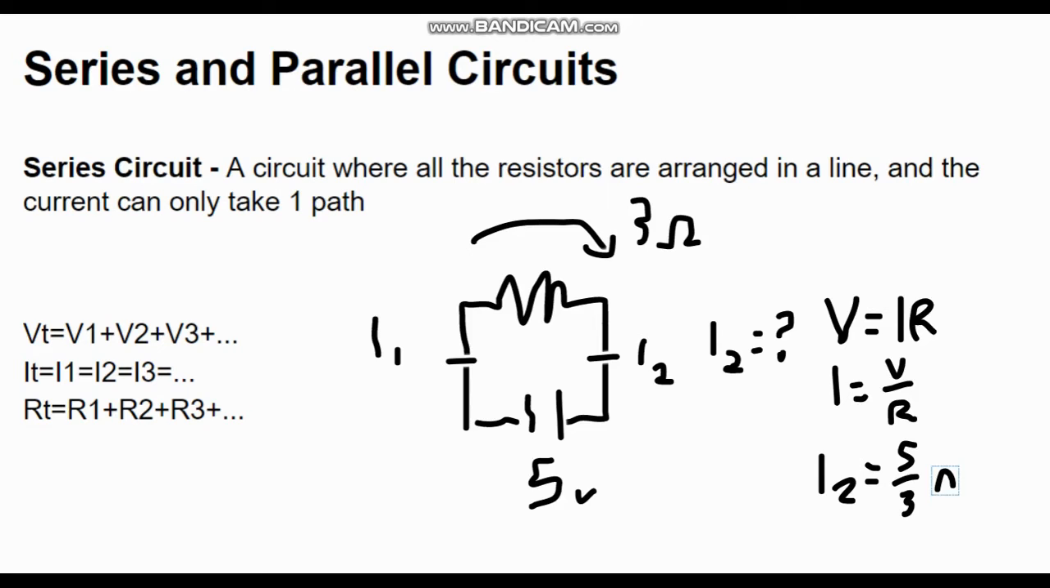Now if we wanted to find I1, we know that in a series circuit, all the currents are equal to each other, so I1 would be equal to I2. So I1 would be equal to 5 over 3 amps as well.